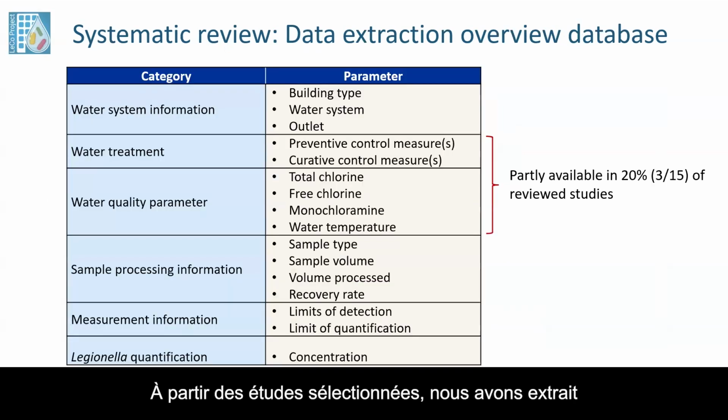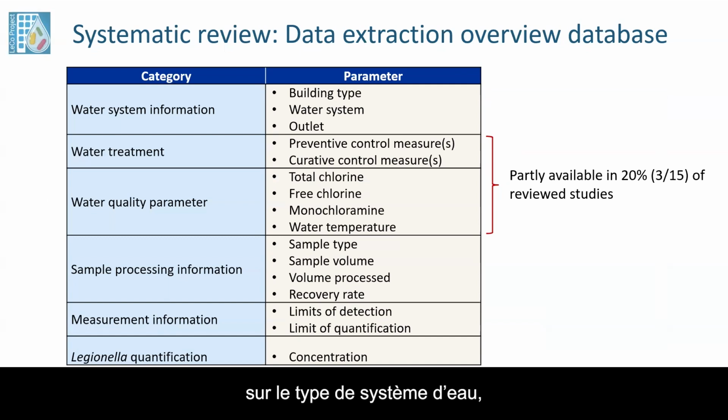From the selected studies, we extracted a set of key parameters needed to characterize the water systems, treatment conditions, and measurement methods. These include information on the water system type, preventive or curative control measures, and water quality indicators such as chlorine level and temperature.